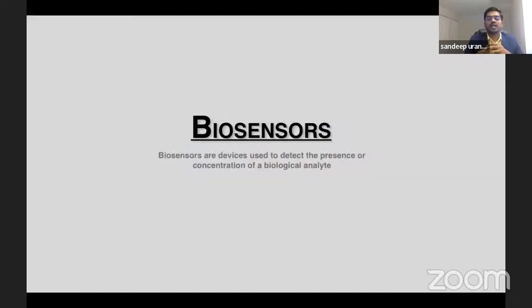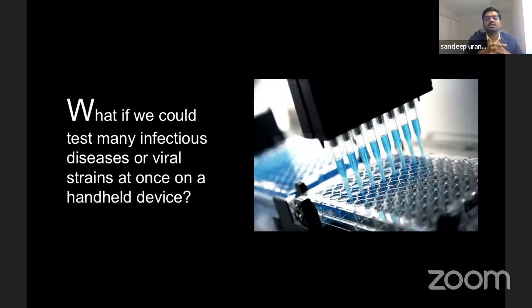Before going into more details, let us think, what if you could test many infectious diseases or viral strains at once on a handheld device, or by using a small amount of blood sample, get a complete blood profile or the lipid profile in a single step within a few minutes.